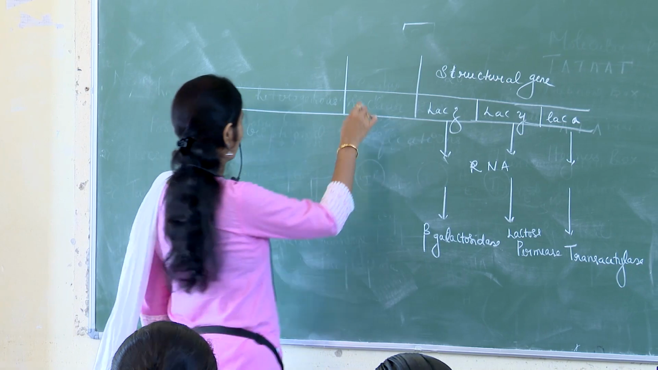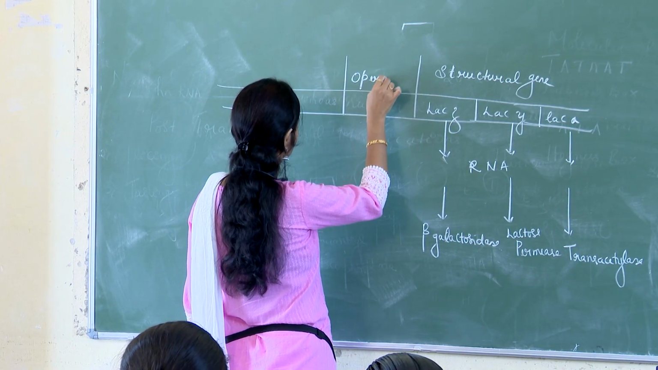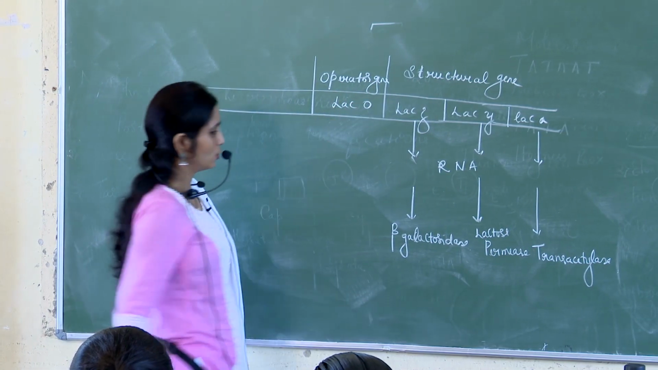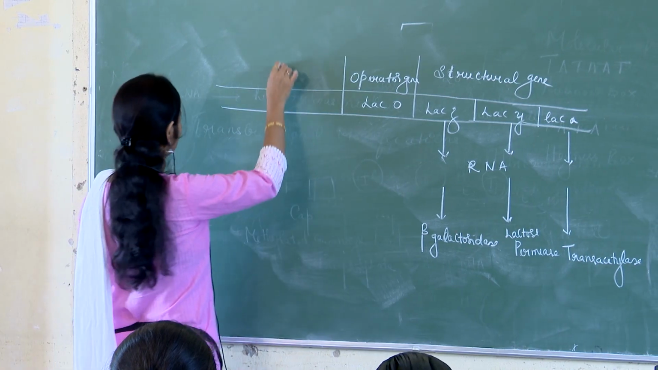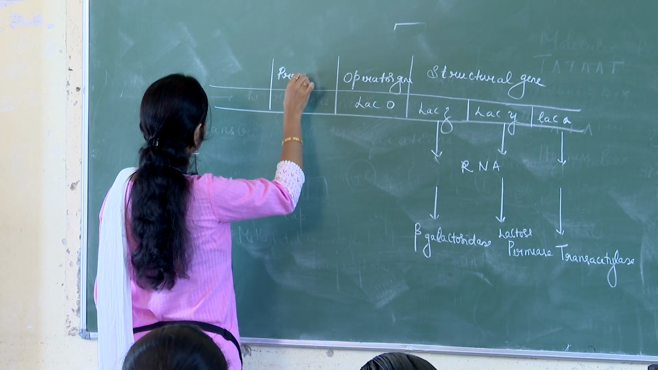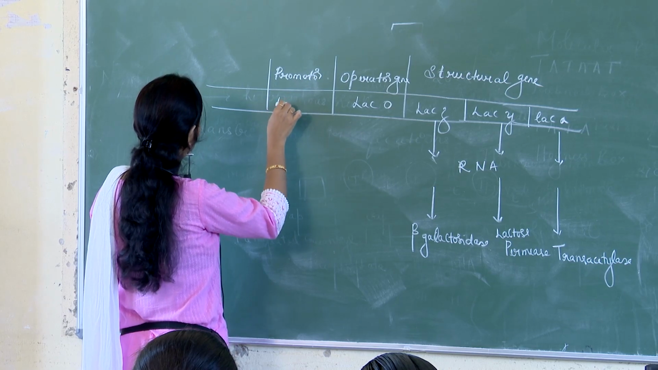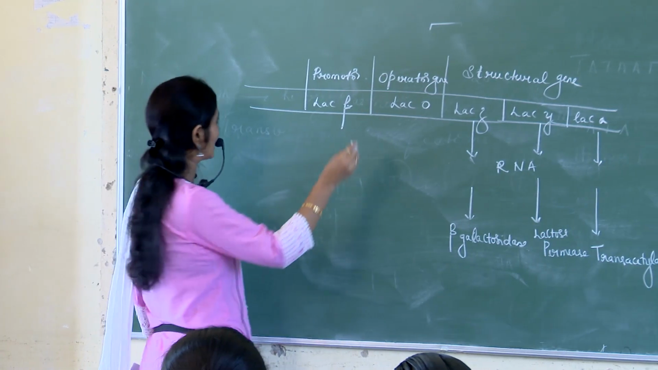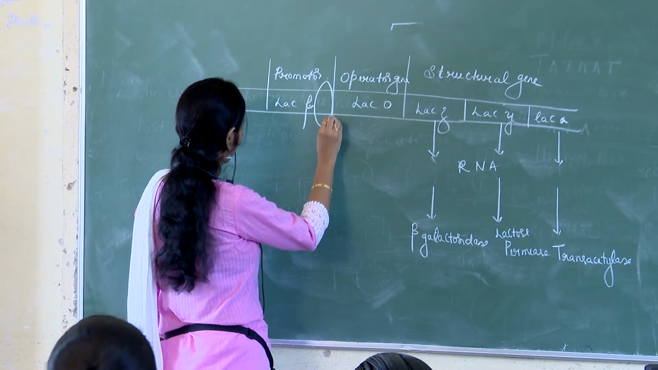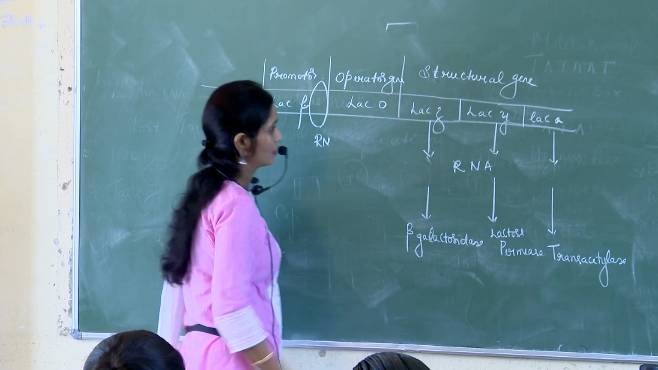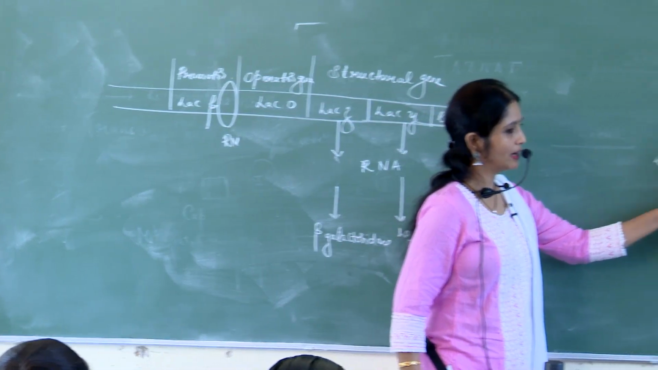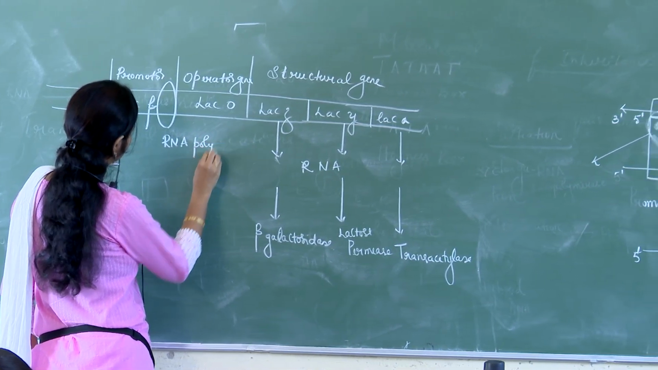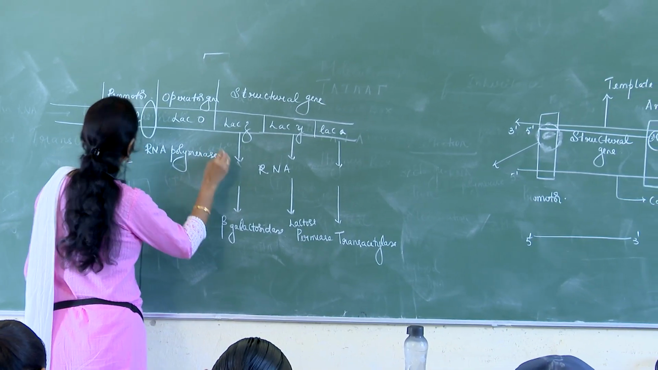The next region is the operator gene, represented as lac O. The next region, promoter, represented as lac P. And the promoter gene is the binding site for which enzyme? RNA polymerase. What binds to the promoter region? RNA polymerase. Correct?